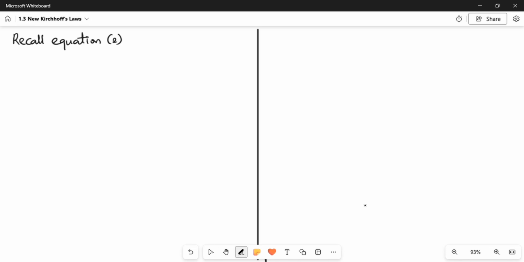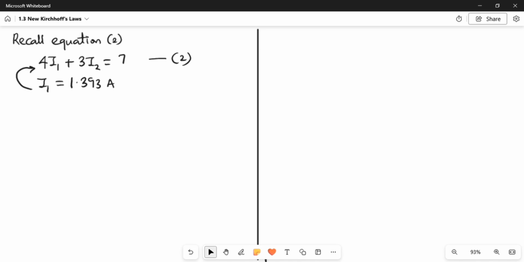Equation 2 is 4I1 plus 3I2 equal to 7. That's equation 2. And we have solved I1 to be equal to 1.393 ampere. So all we need to do is simply substitute I1 into equation 2. That gives us 4 into 1.393 plus 3I2 equal to 7.